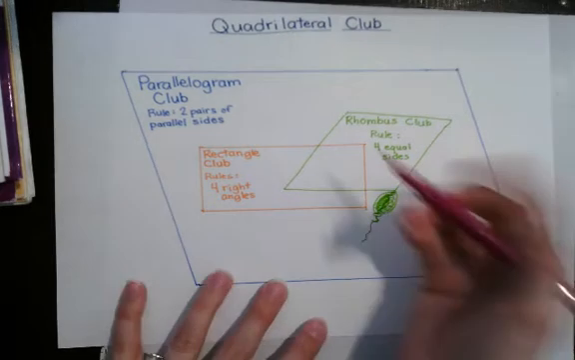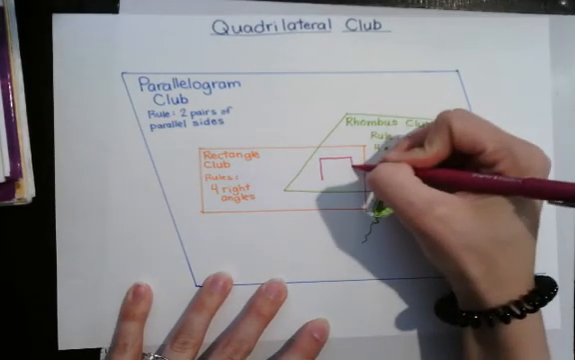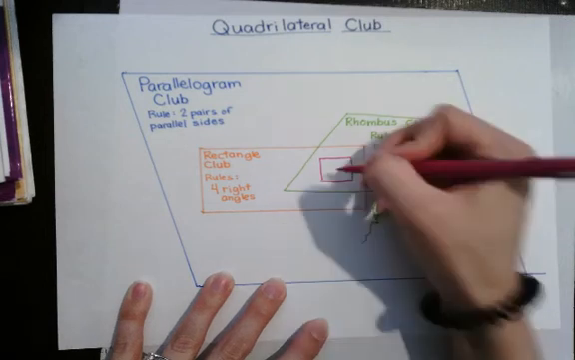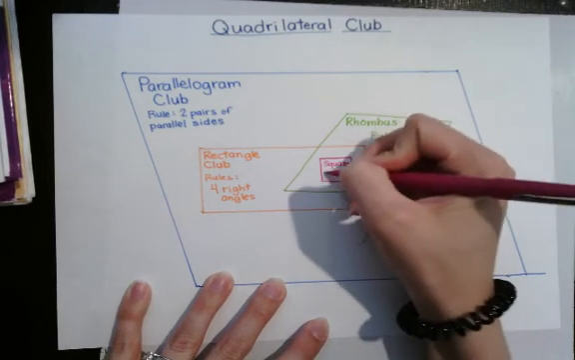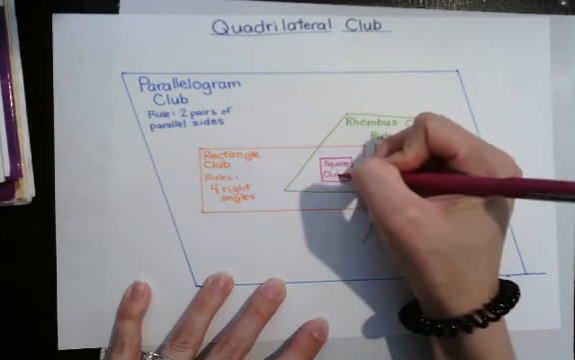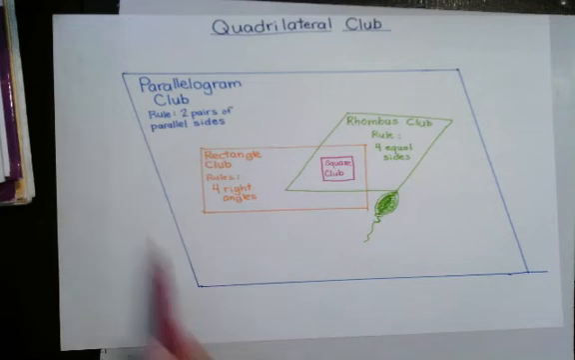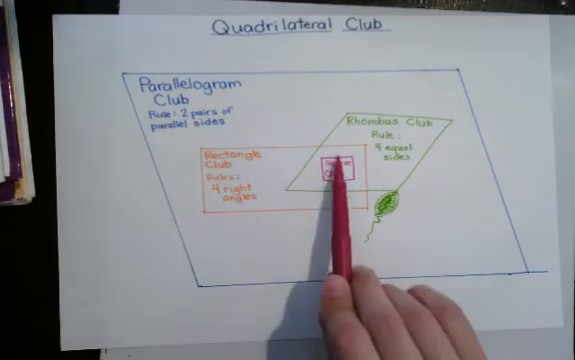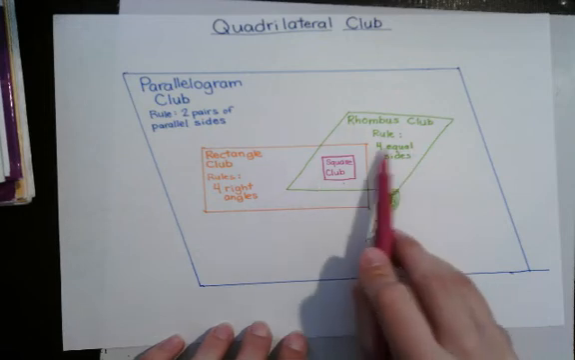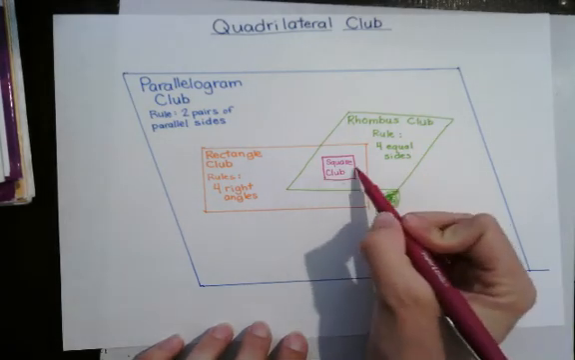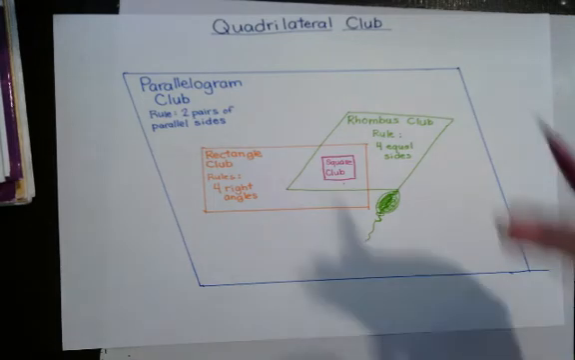Now there's one more really exclusive club, and you should be pretty familiar with this. It's the square. Now the Square Club is super exclusive. Like, this is where Beyonce goes, okay? The Square Club meets all of these requirements. It has 2 pairs of parallel sides. 1, 2. It has 4 right angles. 1, 2, 3, 4. And it has 4 equal sides. Equal, equal, equal, equal. So it is the most exclusive club.